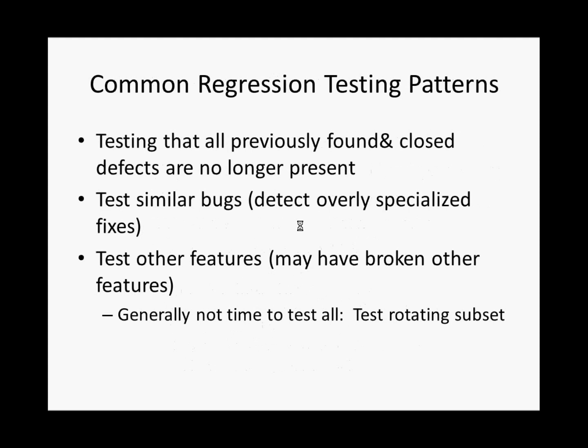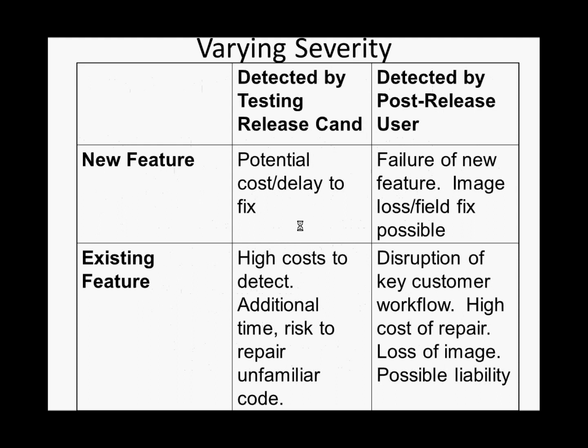So we'll commonly want to test all previously found and closed defects that are no longer present, test similar bugs, and test against other features to make sure they're not broken. Now this is the key table I want you to be able to reflect on and remember.